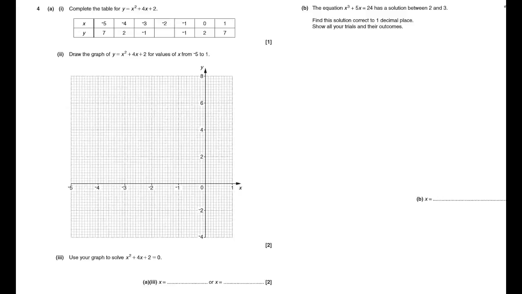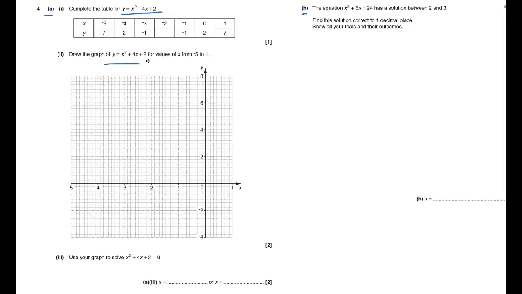Okay, we've got 4a, which has got parts double I and triple I, and parts B. Normally parts I and I follow on from each other, and parts A and B don't follow on from each other. So we'll see how it works here. Right, first thing I've got to complete this table, and I'm going to do the positive first, but I can't because it's not given me any positives. And then it says draw the graph.